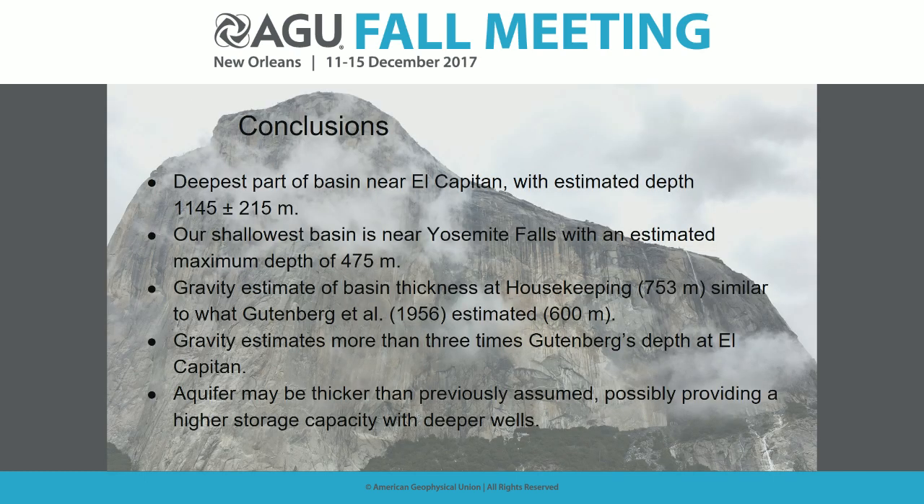So our conclusion is that the deepest part of the basin near El Cap has an estimated depth of 1,000, what the gravity claimed was 1,078, but it was plus or minus 215 meters. Our shallowest basin depth is near Yosemite Falls with, like I said earlier, an estimated depth of 475 meters. The gravity estimated basin thickness at Housekeeping was 753 meters, which is similar to what Gutenberg estimated. In that original map, his deepest estimated depth would be 600 meters, and it's near where that transect was.